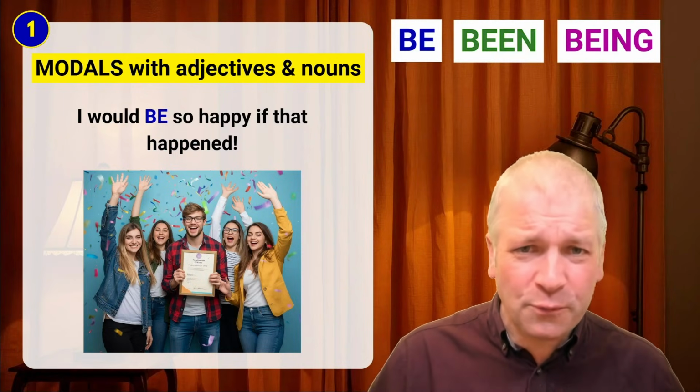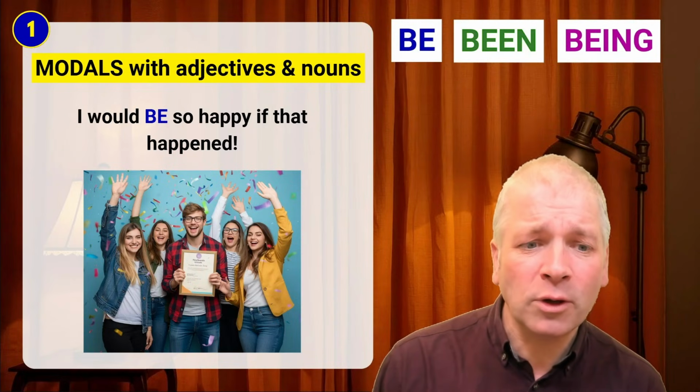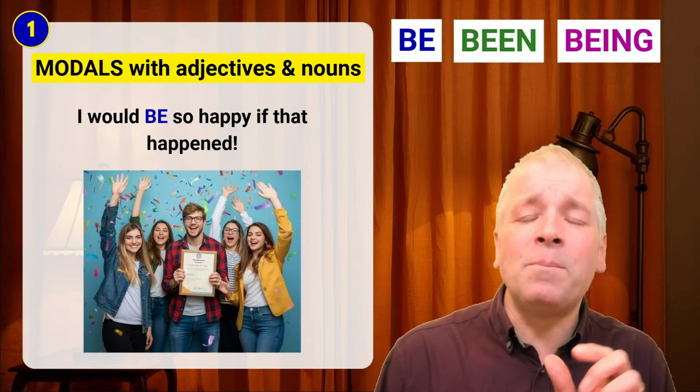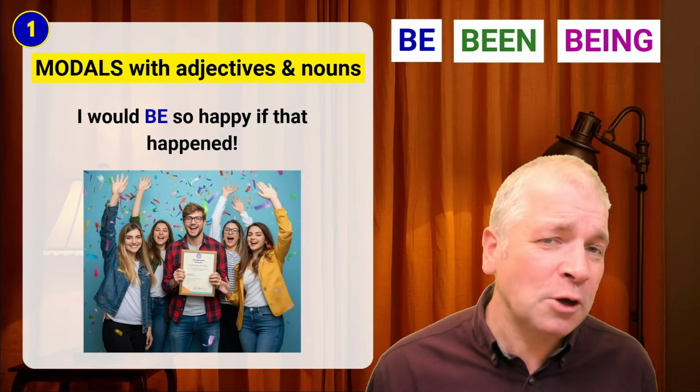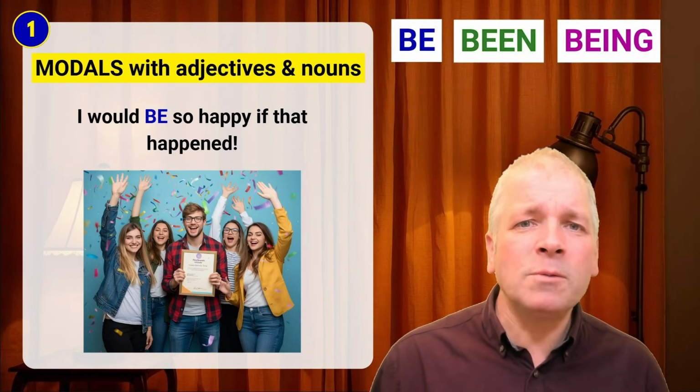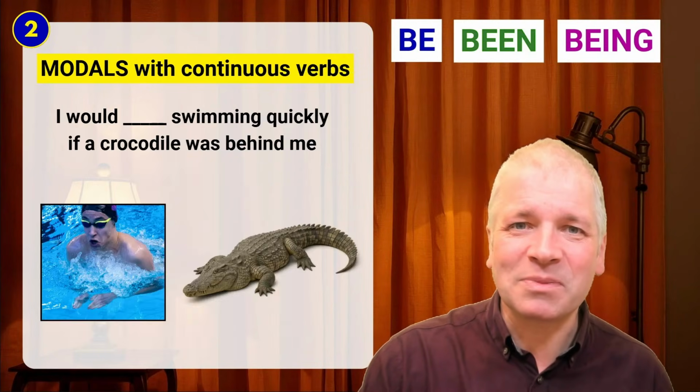If we need to use the verb to be after a modal, then it needs to be in its infinitive form. I would be. And in this case, it's followed by either an adjective or a noun. I would be so happy. I would be a hero.